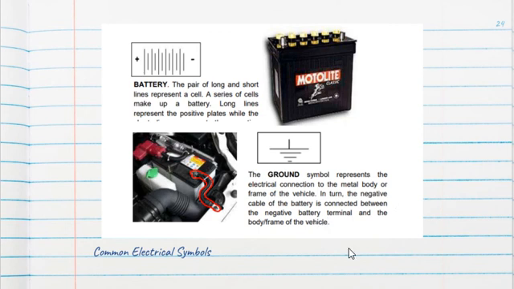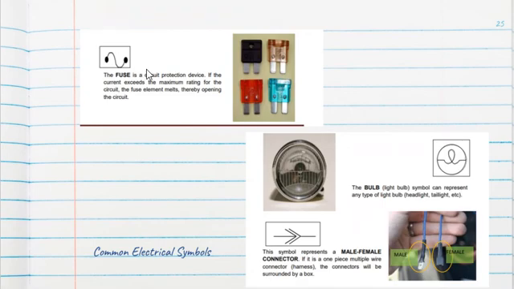In turn, the negative cable of the battery is connected between the negative battery terminal and the body frame of the vehicle. Then this is the symbol of the fuse. Okay, this is the symbol of the bulb. And then this symbol represents a male-female connector. So we have here a male connector and we have the Y here as the female connector.